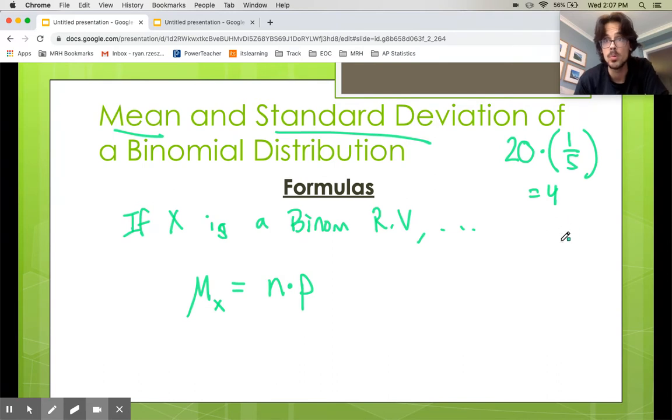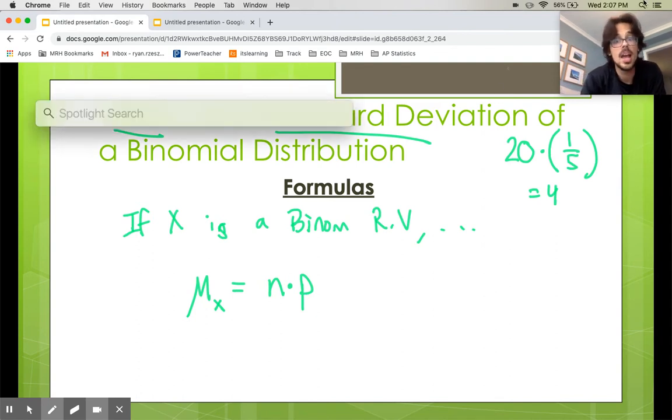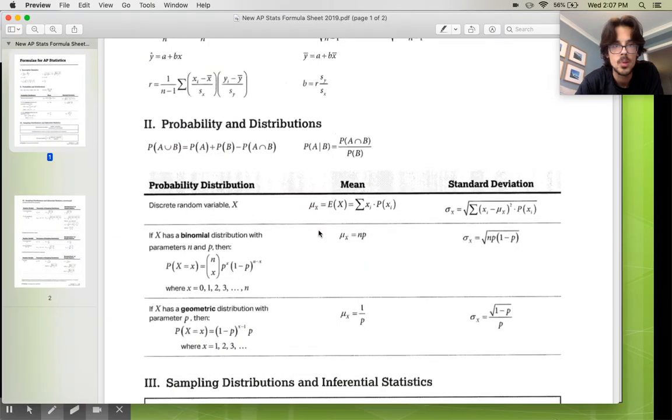that this would be an appropriate average number of questions people will get right. You have 20 questions, you expect to get about a fifth of them right, which is 4. So that formula actually isn't bad. You just take your sample size times your probability of success, and that's the mean. The standard deviation is on your formula sheet, as is the mean, actually. So you don't actually have to memorize either of these, which is nice. Let me show you where those are at.